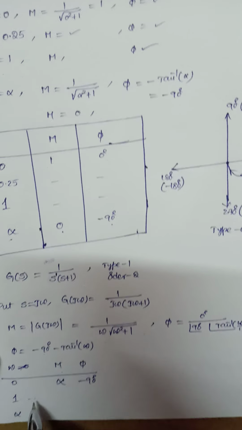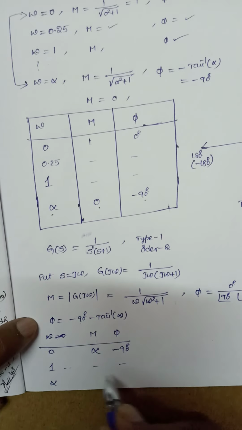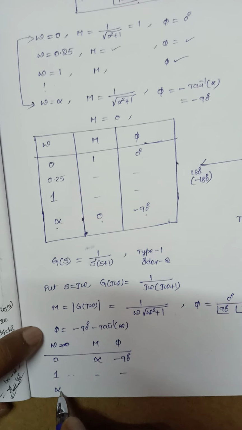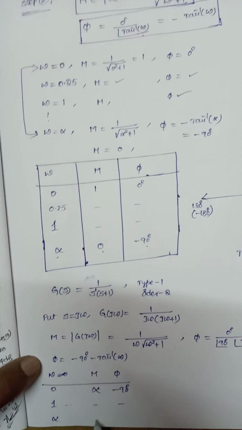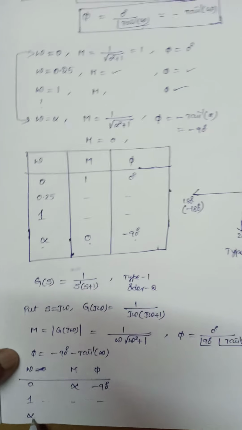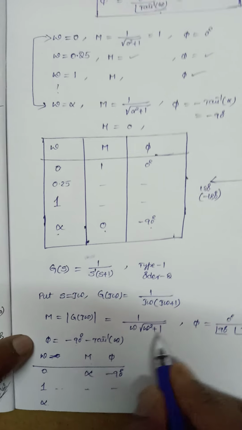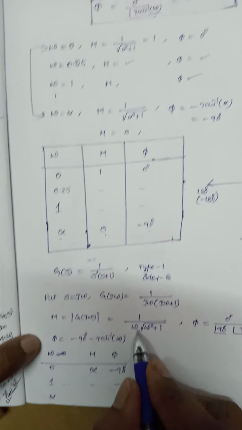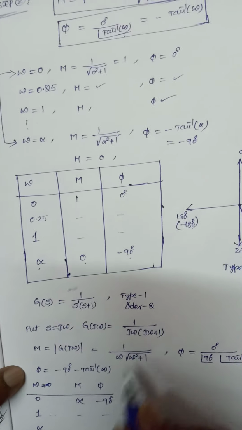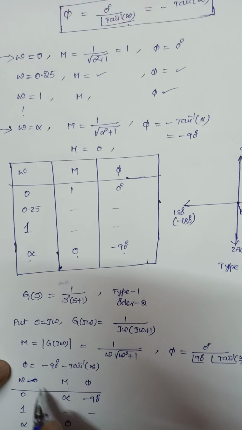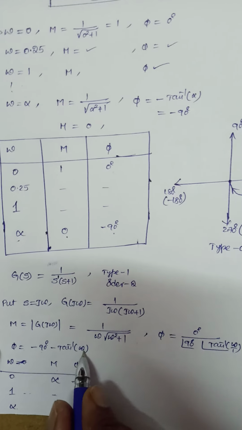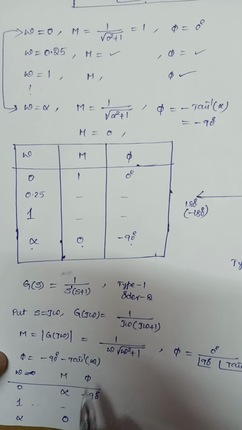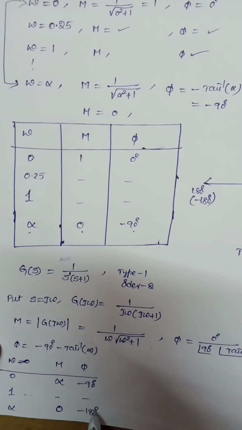You can also write the magnitude and phase angle at omega is equal to 1, but I will consider at omega is equal to infinity what is the magnitude and phase angle here. Whenever omega is equal to infinity, the magnitude will become 0. Why? Because 1 by infinity, something divided by infinity, will become 0. And the phase angle, whenever omega is equal to infinity, this tan inverse will become 90 degrees. So minus 90 minus 90 will become minus 180 degrees.